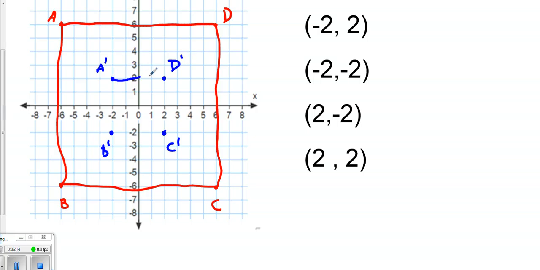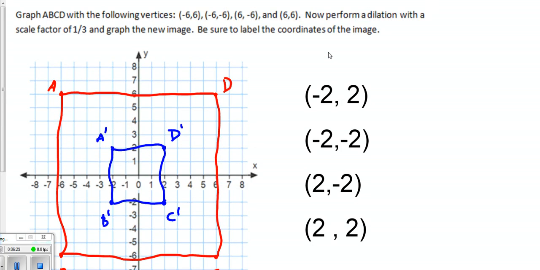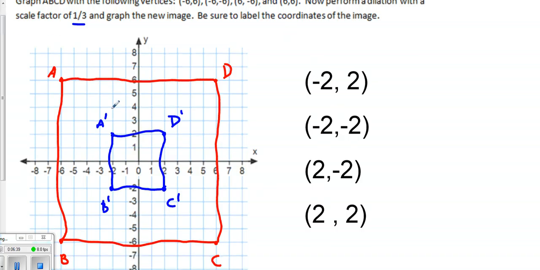So this would be our new image, our new figure. The pre-image, remember, being this red square on the outside, A, B, C, D. The image then, A prime, B prime, C prime, D prime, we got just by multiplying each of these numbers by our scale factor of 1/3, meaning it got smaller. We dilated it down smaller. So again, here would be the labels, and that would be how a dilation works. And that should actually be it for this video.